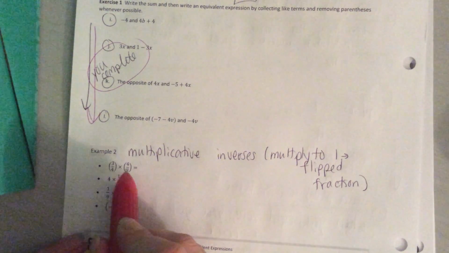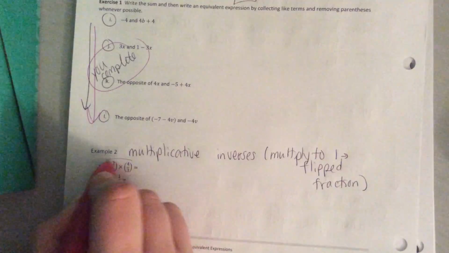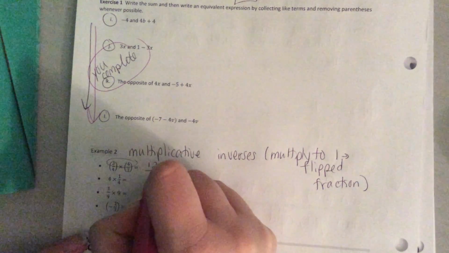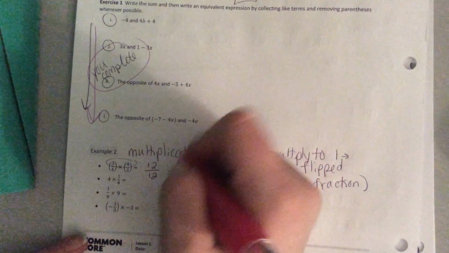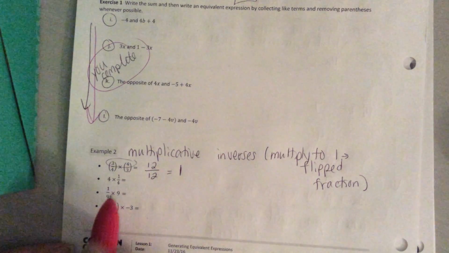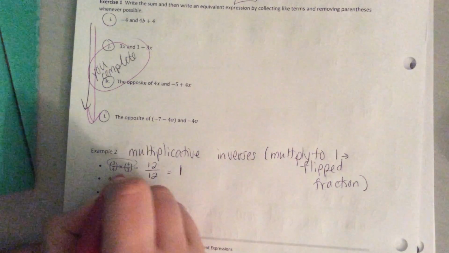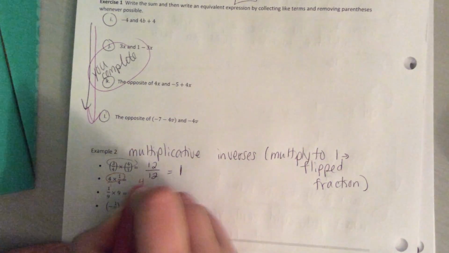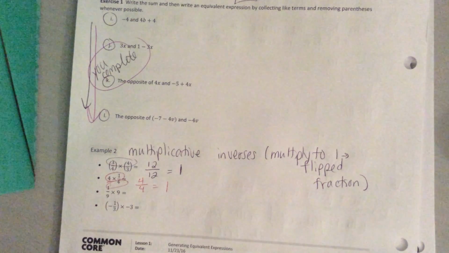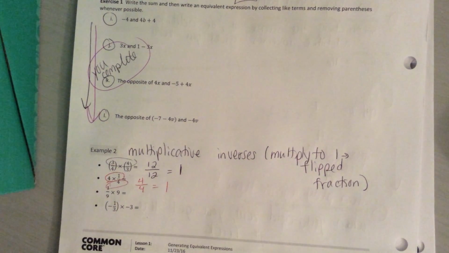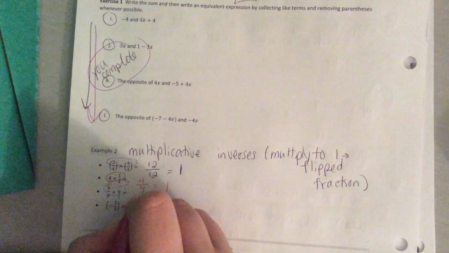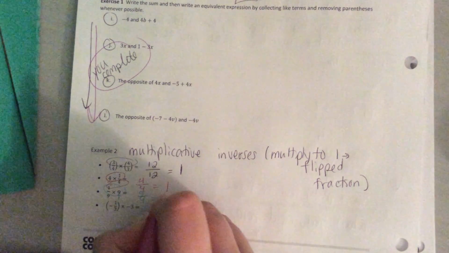So we have 3 over 4 times 4 over 3. So we'll multiply across, so 3 times 4 is 12. 4 times 3 is 12. 12 over 12 is 1. Okay, so this is 4 over 1. So 4 times 1 is 4. 1 times 4 is 4. Again, this is 1. Here, same as 9 over 1, so 1 times 9 is 9. 9 times 1 is 9. We get 1.